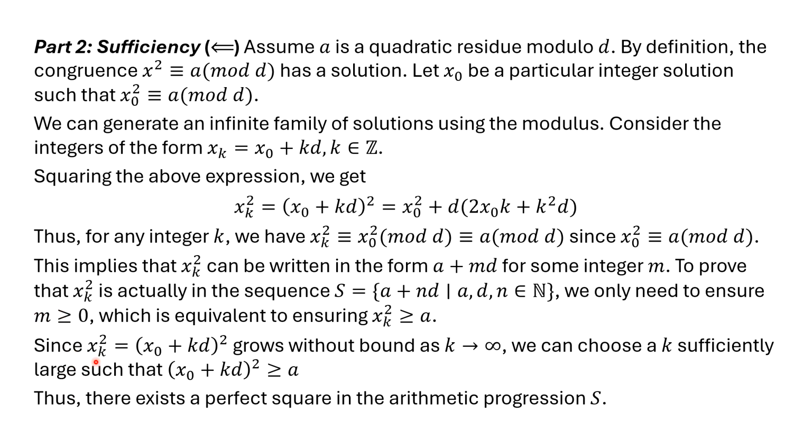But that's pretty easy to prove because x sub k squared is equal to x sub 0 plus kd squared, and this is positive and squared, so it grows without bound as k increases. So we can choose k sufficiently large such that this is greater than or equal to a. Thus, there exists a perfect square in the arithmetic progression S. Okay, so we'll go back to actually solving the problem on the next slide.